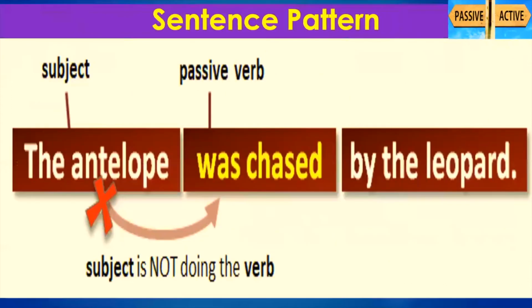So the sentence pattern is: example, the antelope was chased by the leopard. Our verb is was chased. The subject is antelope, but antelope is not the doer of our action. It's the leopard. So the subject here is just receiving the action. That is our sentence pattern.